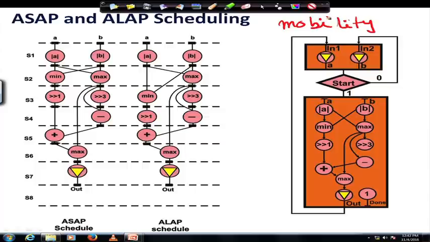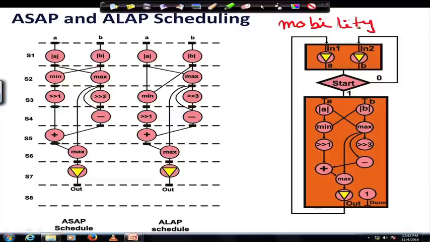What is the mobility of an operator? There is a mobility of min, because min has got the mobility, it can be either here or here. So, min has got mobility 1, whereas max has to be done there. So, max has got mobility 0, whereas I find that shift has got mobility 1. So, therefore, based on this ASAP and ALAP, I can also get an idea of mobility. So, it is serving me two purposes.